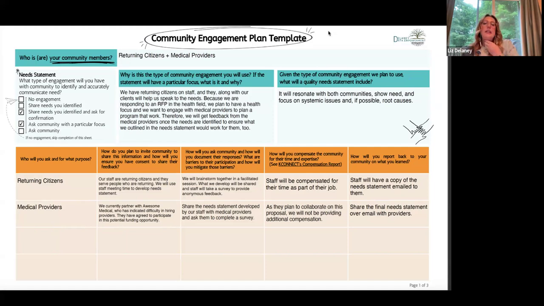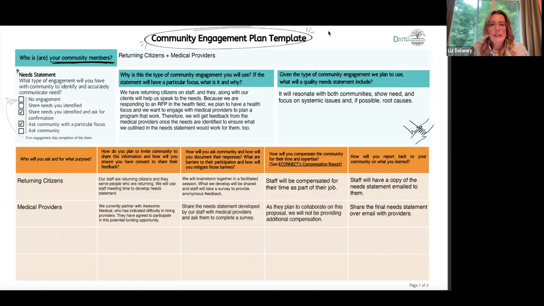And so then in the next table, we look at who you are going to ask, which is the first column, and then how you're going to plan to invite them, and how you ensure that you have consent to share their feedback. So making sure that you are informing them what you plan to do with this, as well as, we'll get to that last column, how you're going to report back.